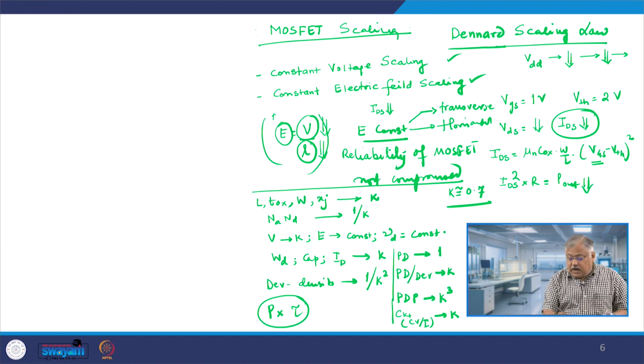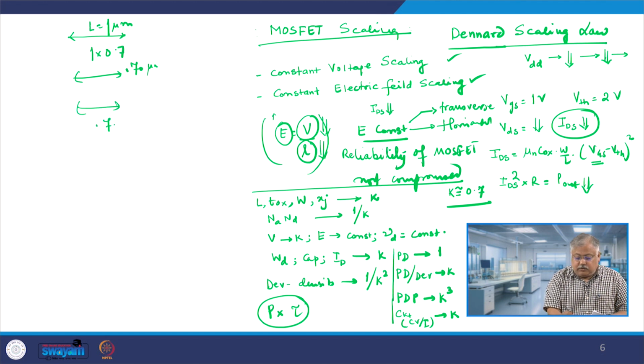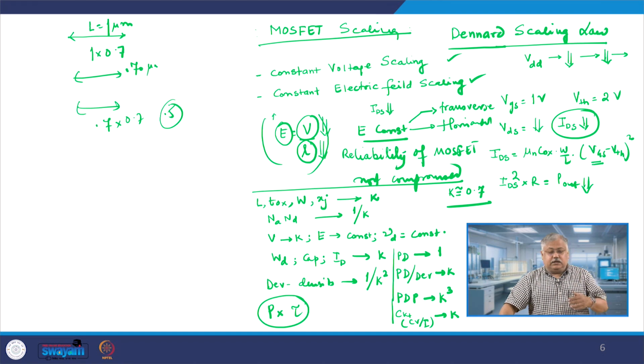So, effectively every time you go from a lower technology node to a higher technology node, by higher I mean lower channel dimensions. Let us suppose you have a channel length L of say 1 micron, that is easier to understand. Then in the next generation, if you follow Moore's law, this will be 1 into 0.7, approximately equal to 0.7 micron. Then 0.7 into 0.7 will come out to 0.49, or 0.5 micron. So, with each technology node change, you will have a 0.7 drop.